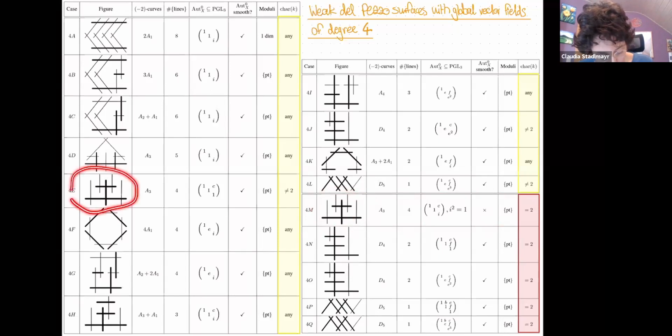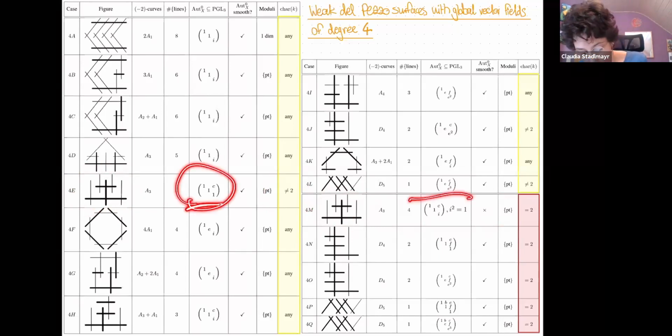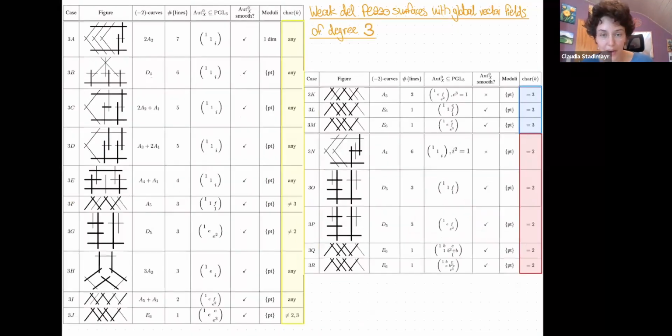We see this configuration already occurs in characteristic different from 2, but in characteristic different from 2, the connected automorphism scheme is reduced, whereas here it is non-reduced. Now let's have a look at the table for degree 3. Here we have again 2 E6 configurations in characteristic 3, 2 D5s, 2 E6 in characteristic 2.